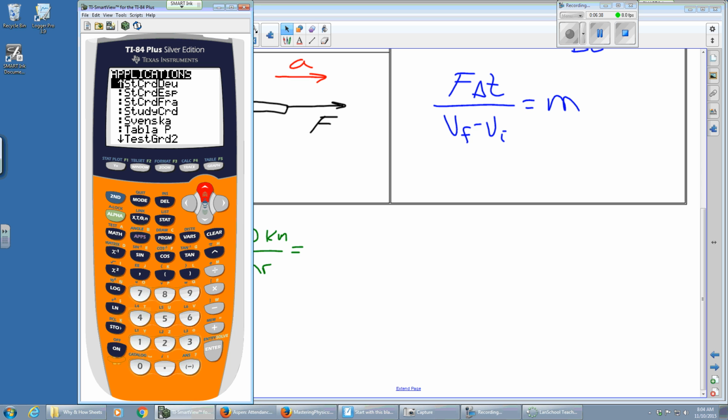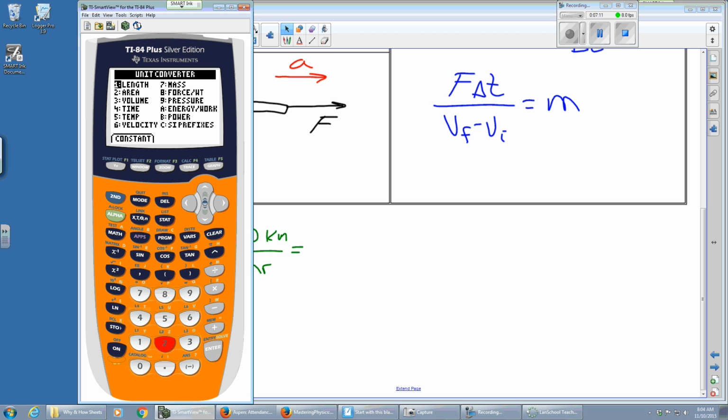So I'm looking for SciTools. There it is in French. There it is in Spanish. There it is in English. So once you find SciTools, you hit enter, select it, and then any key. And then you have 4 different parts of science tools here. The one we're looking for is number 2, unit converter.